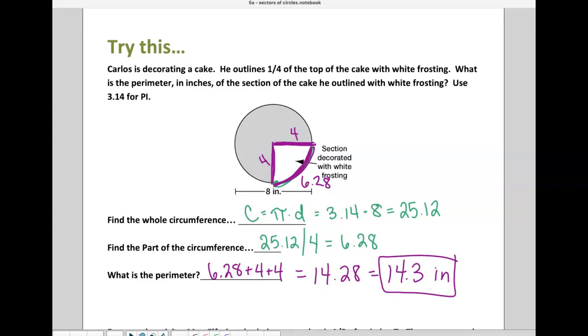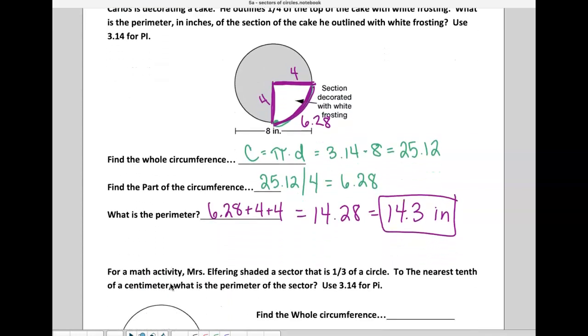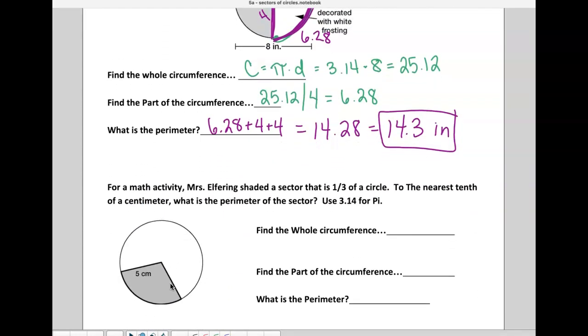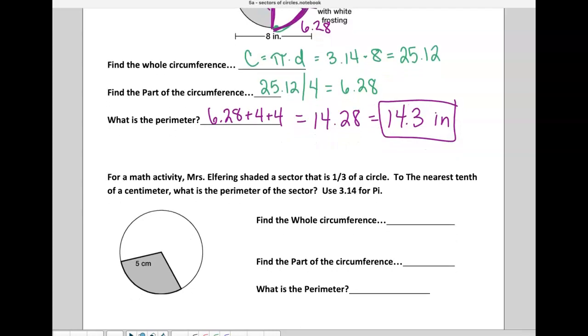How do you feel about that? You okay with that? If we do it step by step, it's not hard, right? You just have to remember each step of the process. Okay, so I want you to try the next one. See what you come up with. For a math activity, I shaded a sector that is 1/3 of a circle. To the nearest tenth, what's the perimeter of the sector? Follow the steps. Find the whole circumference, find the part, and then find the perimeter.